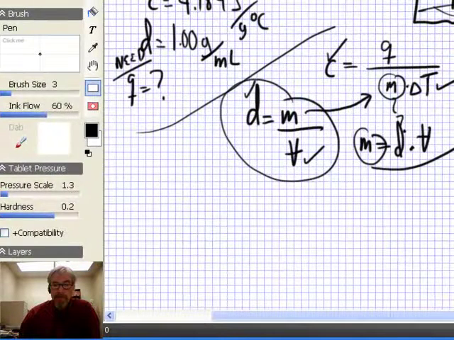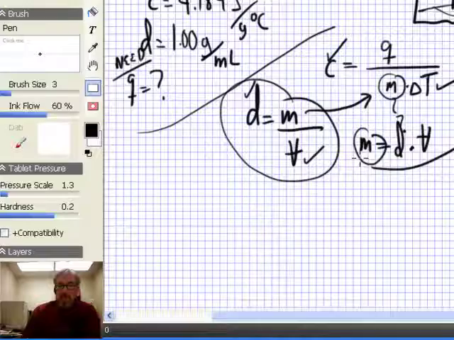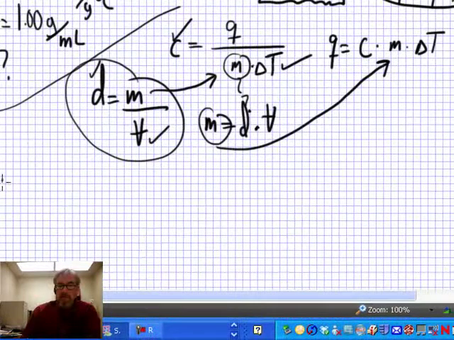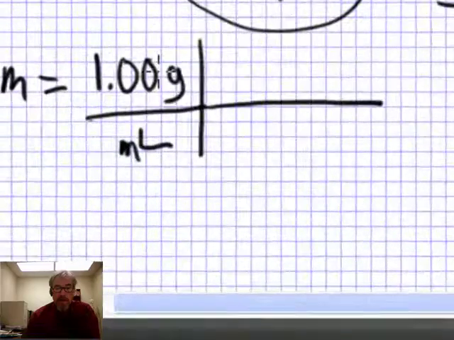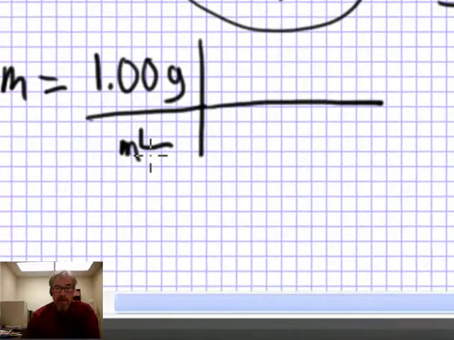Our plan was to calculate mass first from density and volume. So I'll start doing that. Mass is equal to density times volume. Well, our density that's given to us is 1.00 grams per milliliter. And I like to use this format to help me keep track of units, of making everything into a fraction. One isn't a fraction, but 1 gram per milliliter can be written as a fraction, and it makes it easier to visualize what's going on with the units.